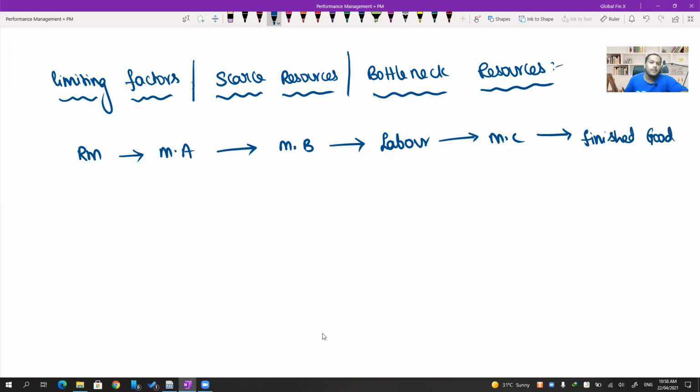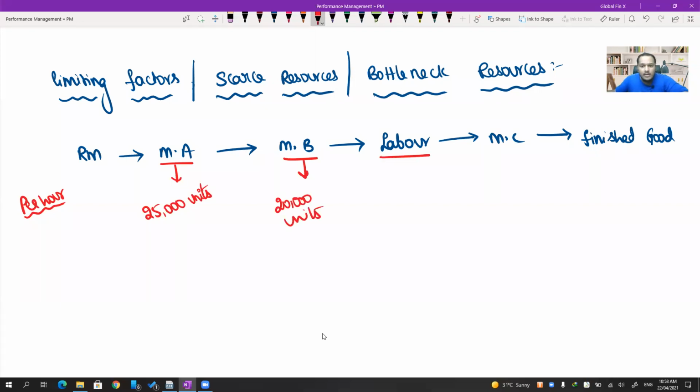This is our process. Now, in this process, machine A per hour can have a maximum capacity of 25,000 units. It can process a maximum of 25,000 units. Machine B can process only 20,000 units. Labor can process only 15,000 units per hour. Machine C is very huge, so it can again process 25,000 units per hour.